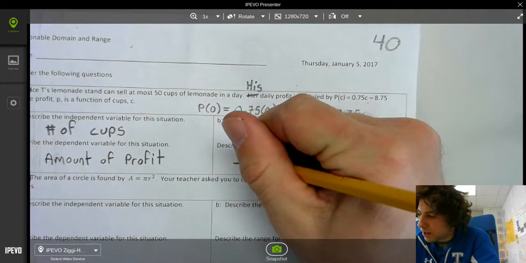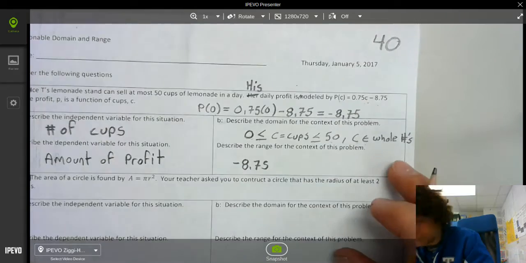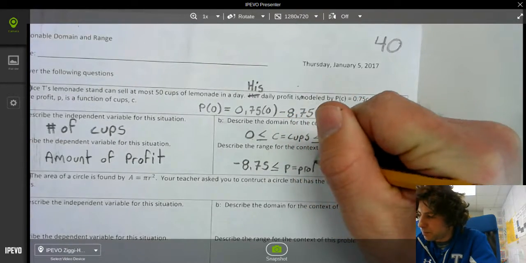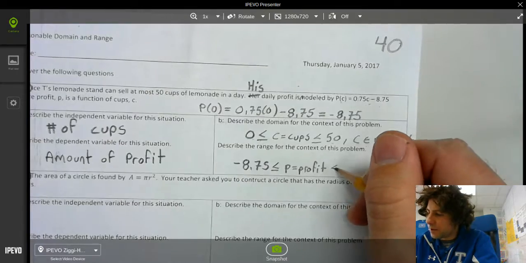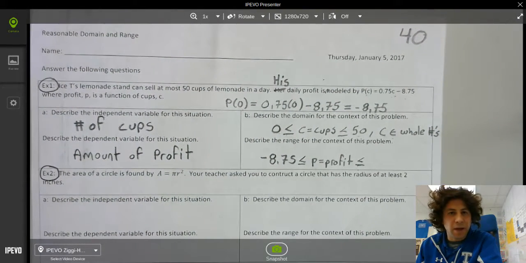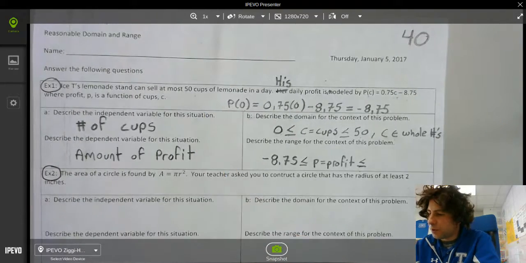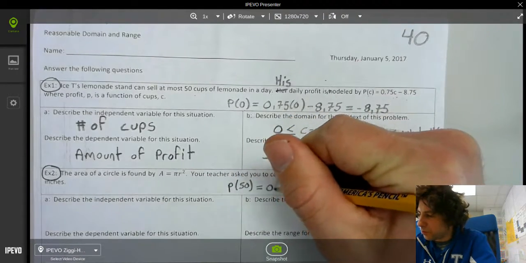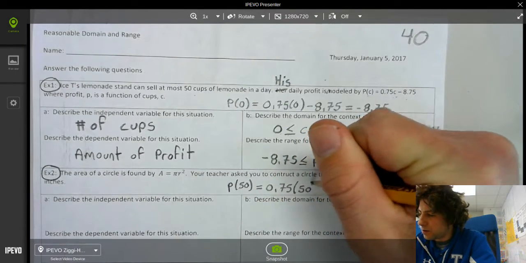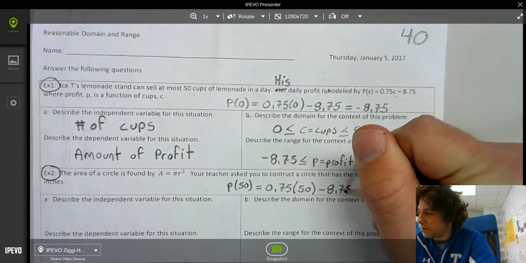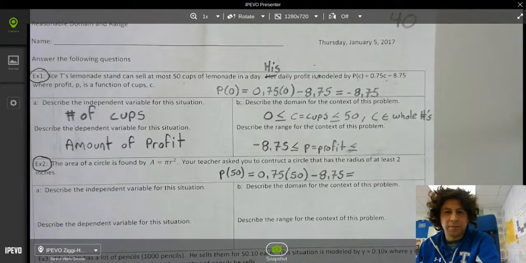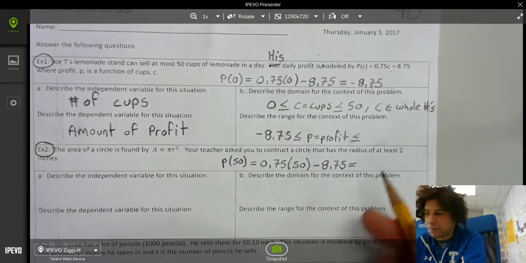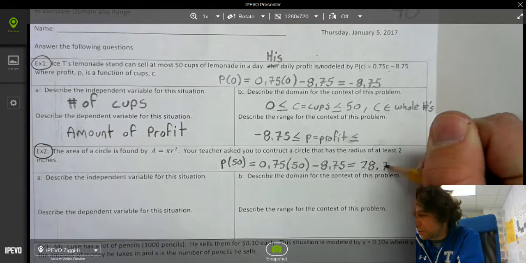Okay, so our range starts at negative 8.75. Now we know that our profit has to be greater than or equal to that, but it's less than or equal to, we can sell at most 50 cups. So what we need to now look at is P of 50. So that's 0.75 times 50 minus 8.75. And basically, if you plug this in your calculator, 0.75 times 50 minus 8.75, it'll come out to $28.75.